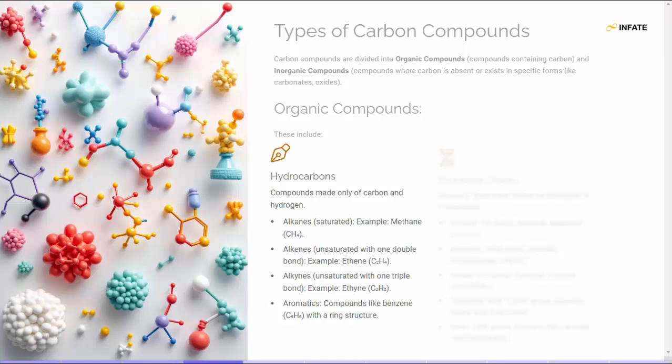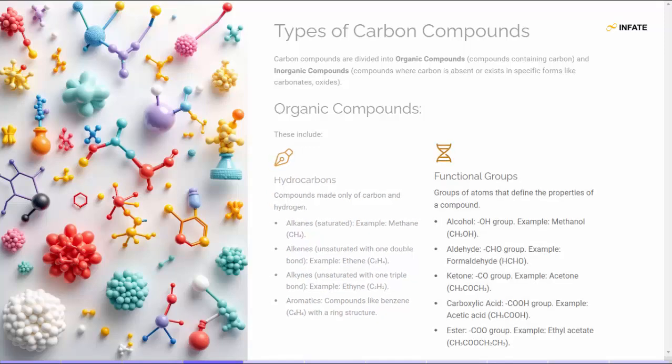Alkanes, saturated, example, methane, ethane. Alkenes, unsaturated with 1 double bond, example, ethene, C2H4. Alkynes, unsaturated with 1 triple bond, example, ethyne, C2H2. Aromatics, compounds like benzene, C6H6, with a ring structure.